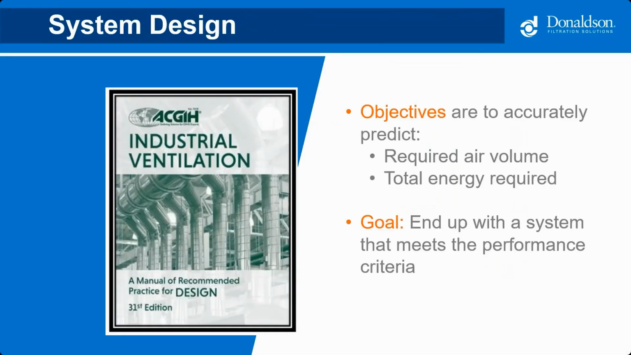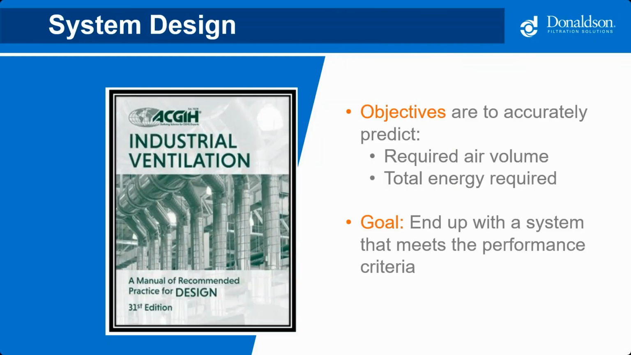There are two main objectives of a dust collection system design, and those are to accurately predict the air volume required to effectively capture and control the contaminants at the point of generation, and the total energy required to produce those airflows. The image you see here on your screen is the Industrial Ventilation manual. It's what we refer to as our Bible for this topic.